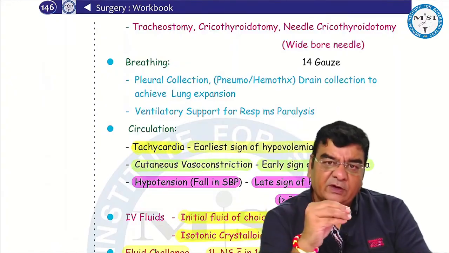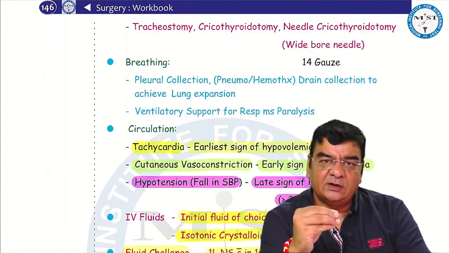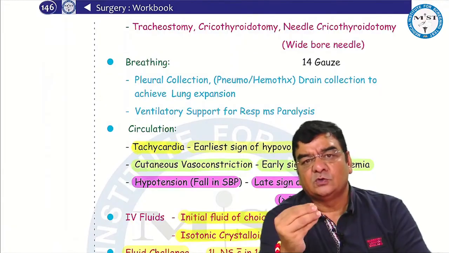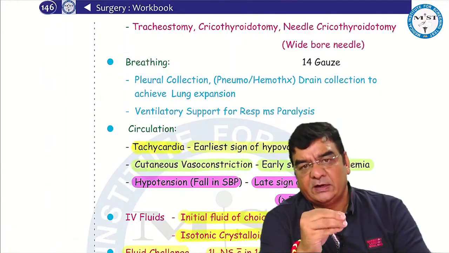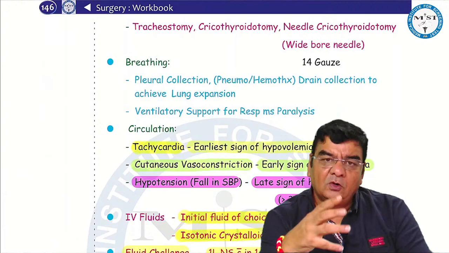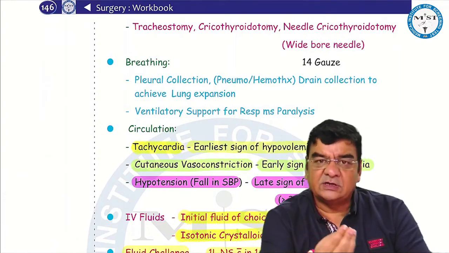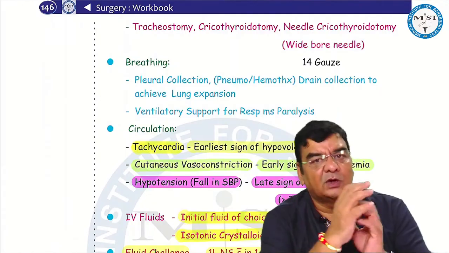So we prefer giving crystalloids like normal saline or maybe Ringer lactate or maybe Hartmann solution, which is very close to Ringer lactate. Colloid solutions are those which have proteins, like albumin solution. Even our blood has plasma proteins, so blood is also a colloid solution.